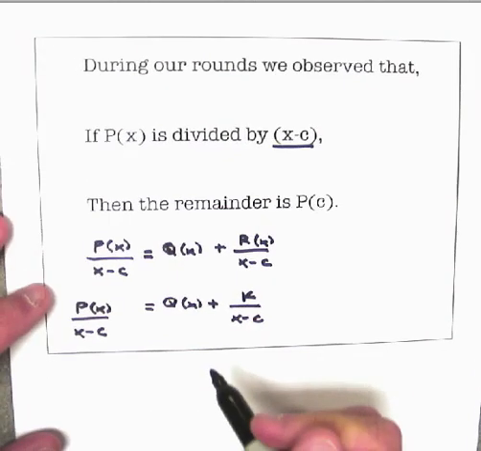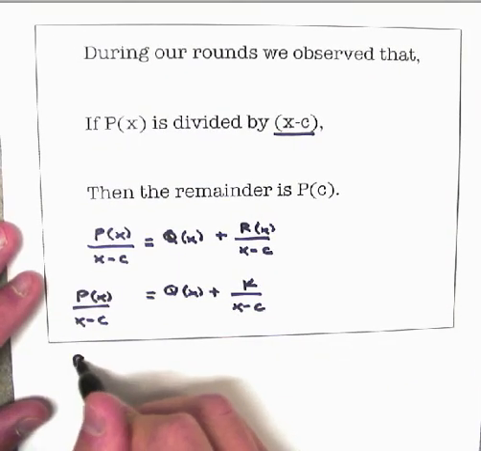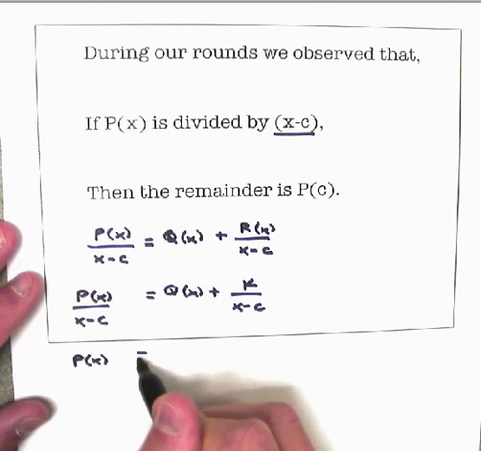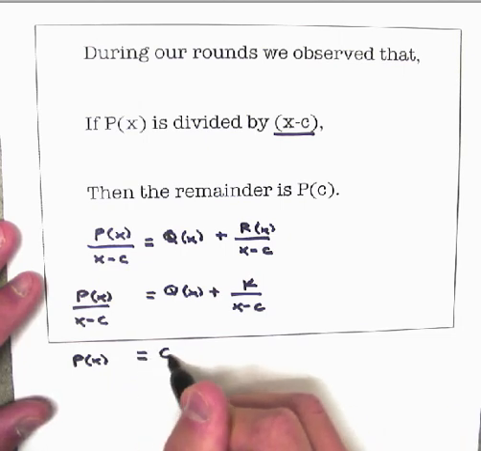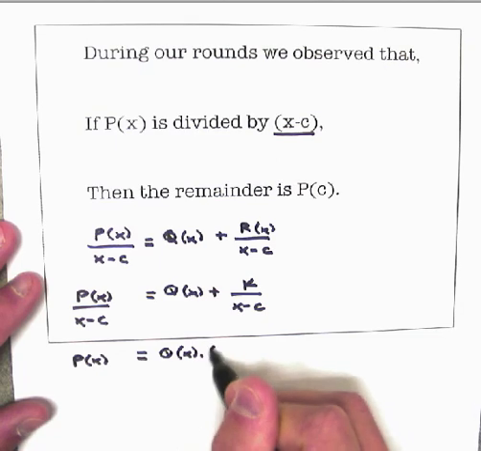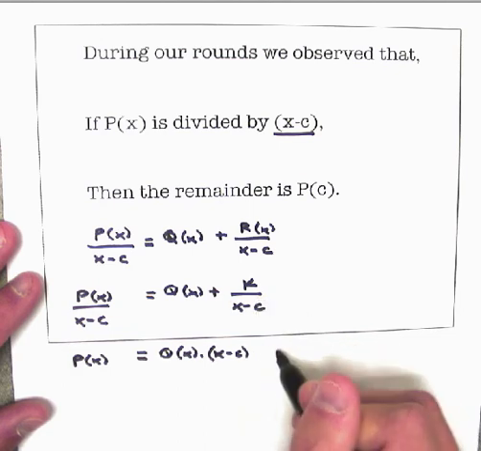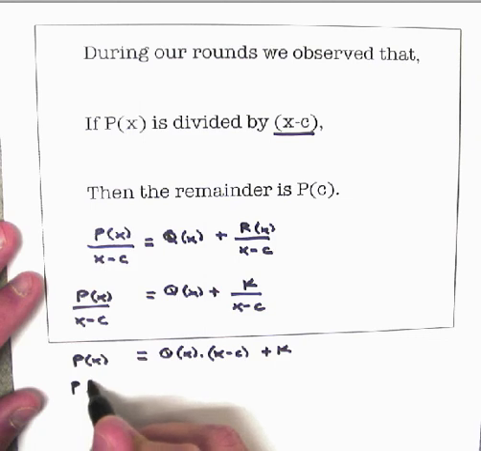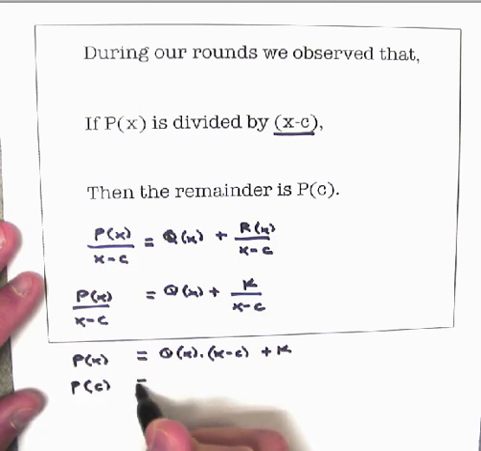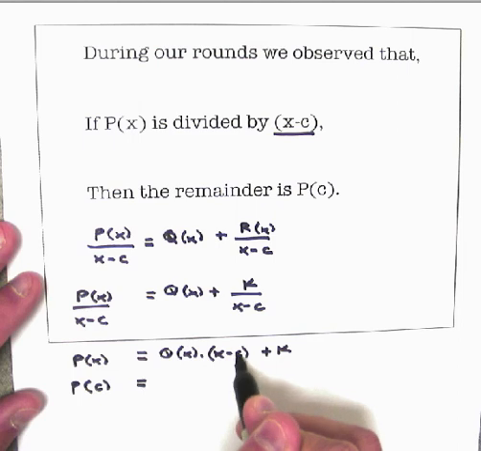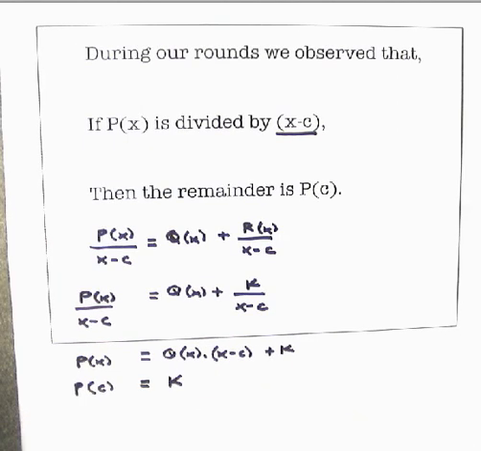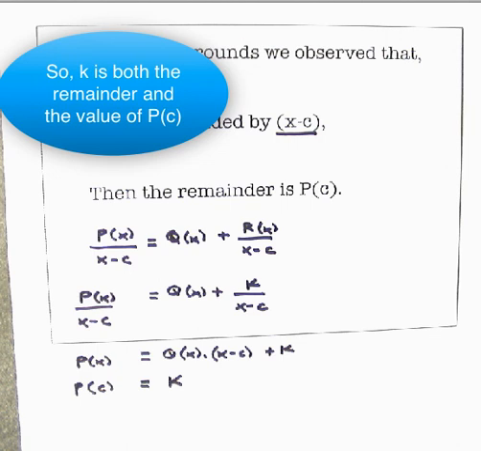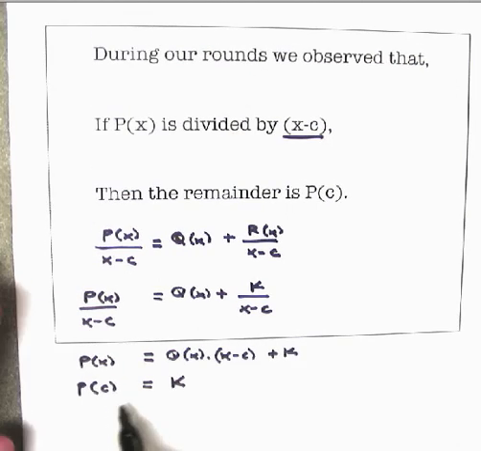Now if you multiply both sides of this equation by x minus c, you would get p of x on the left-hand side, because the x minus c's cancel. On the right you would get q of x times x minus c, and then the x minus c would cancel on the remainder term, leaving plus k. Now if you insert c for x, this becomes 0 because c minus c is 0, and you're left with k. So that's a real quick proof of that statement.